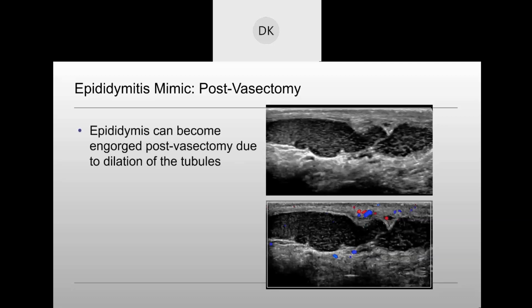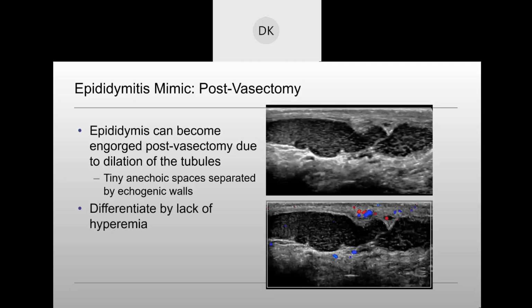And what can happen is the epididymis can become engorged due to dilation of the tubules. So it's similar to the tubular ectasia of the rete testis that we see at the testicular mediastinum, but this is extended to involve the epididymis. And the clue is you'll see these little tiny anechoic spaces separated by echogenic walls. Whereas with epididymitis, it should look more solid and just heterogeneously hypoechoic. And the key here is you shouldn't see any hyperemia. So this is a normal post-vasectomy finding, but it could be associated with that post-vasectomy pain syndrome.